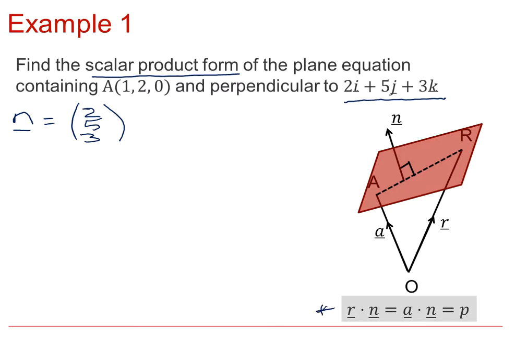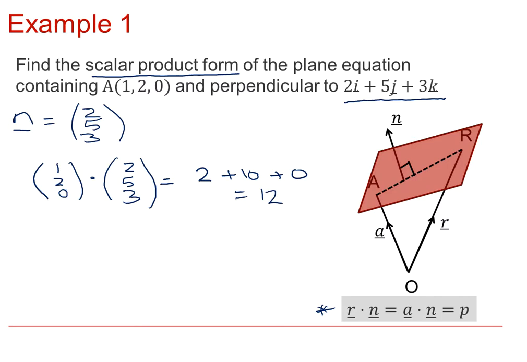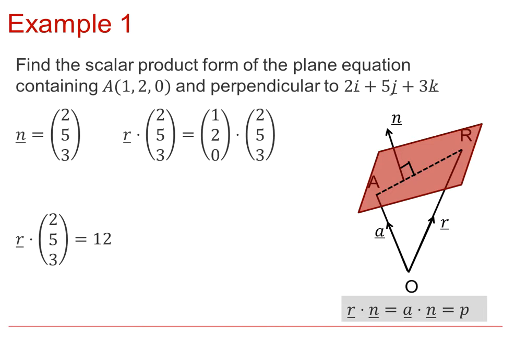Using this equation then to find p, we can see that 1, 2, 0 scalar product with 2, 5, 3 will give us 2 plus 10 plus 0, or 12, and this is equal to p. Thus the equation of the plane is that r scalar product with 2, 5, 3 equals 12. So this is the scalar product form, which is also the equation using the normal to the plane.